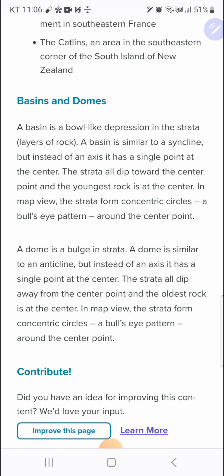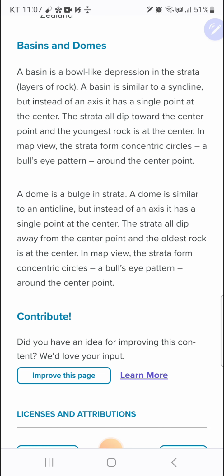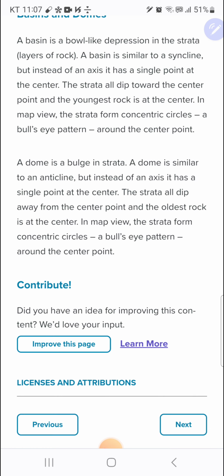Concentric circles, right? A bullseye pattern. A dome is a bulge in strata. A dome is similar to an anticline, but instead of an axis, it has a single point at the center. The strata will dip away from the center point, and the oldest rock is at the center. In map view, the strata form concentric circles, a bullseye pattern around the center point.